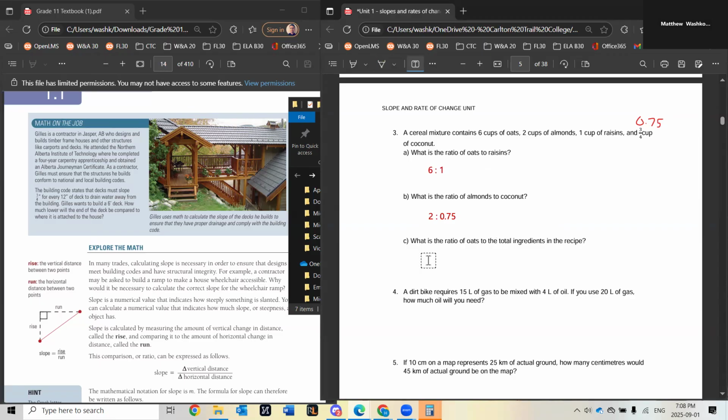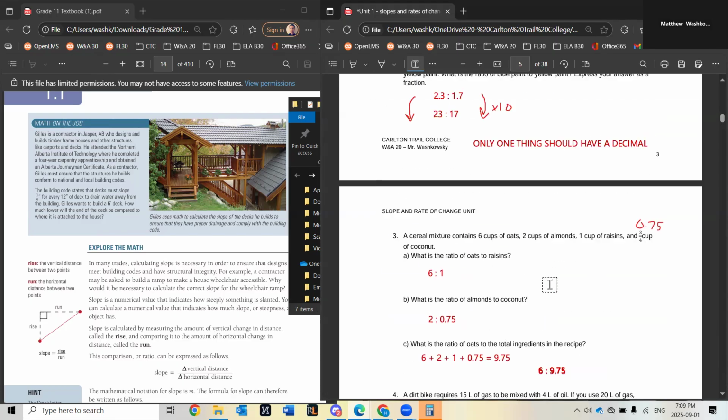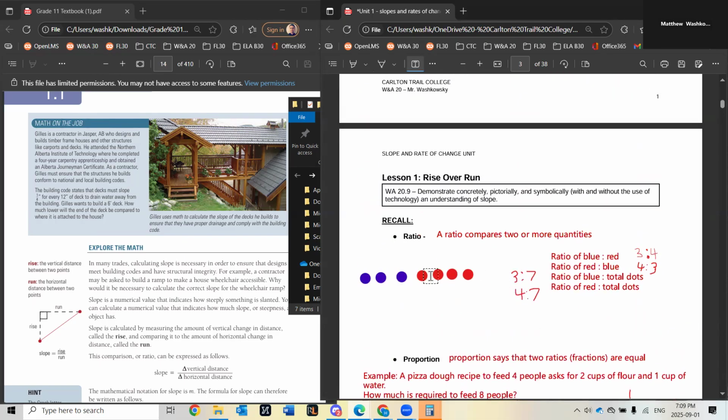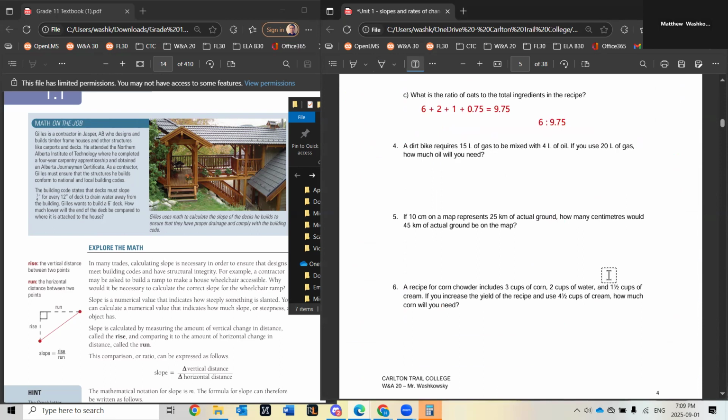What's the ratio of oats to the total ingredients of everything? Well, there's 6 cups of oats, 2 cups of almonds, 1 cup of raisins, and 3/4 or 0.75 cups of coconut. Out of those, it's 9.75 cups of everything. So it's 6 cups of oats to a total of 9.75 cups of everything. This is the same as our ratio up here, the ratio of blue dots to total dots.